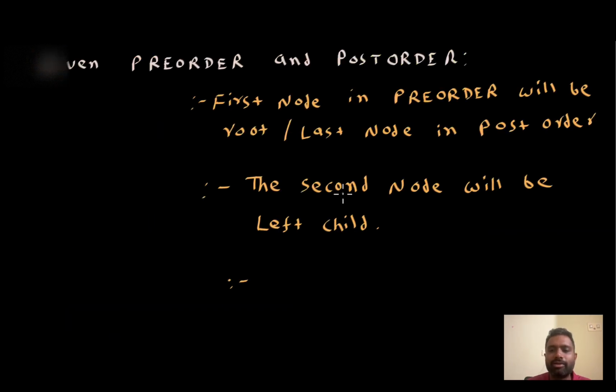So the second node in a pre-order will be the left child, and the second last node in a post-order will be the right child.